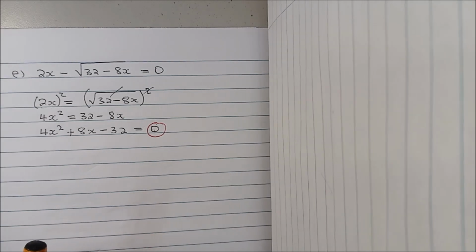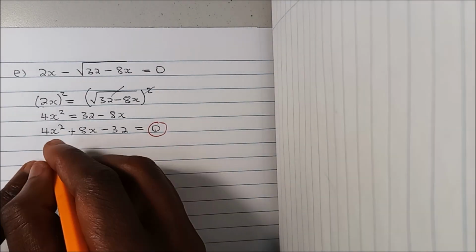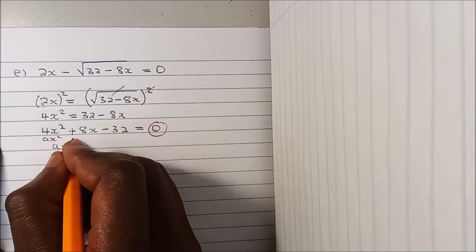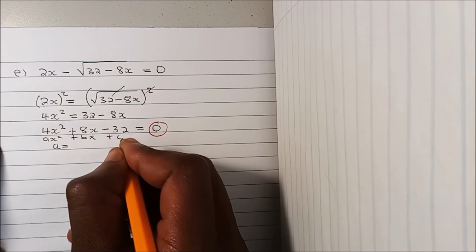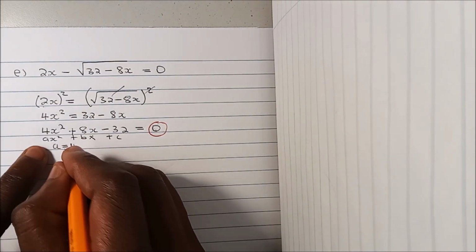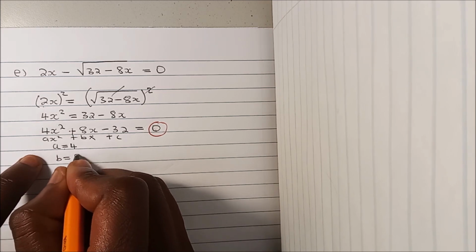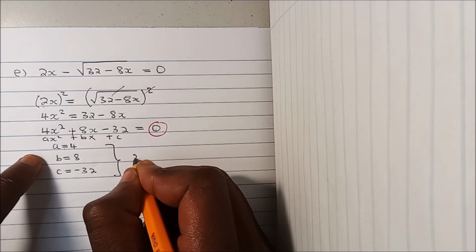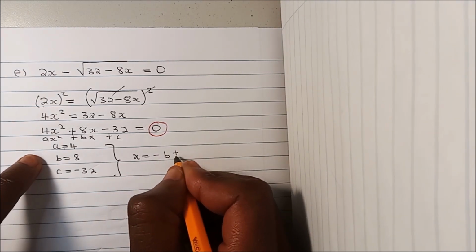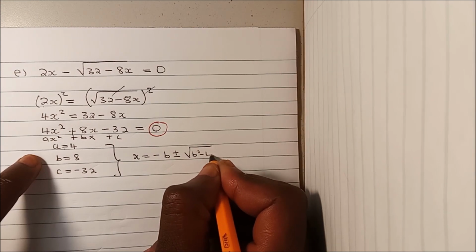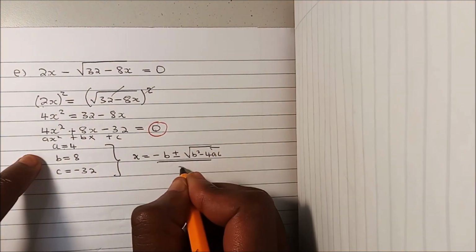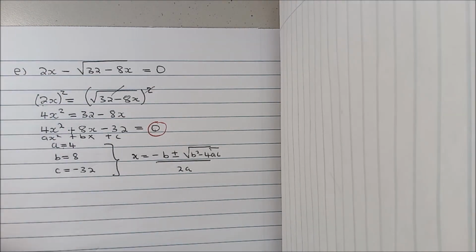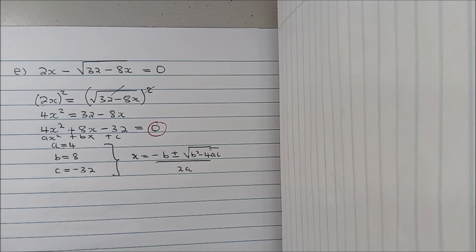So now there's something that you can do here. You can go straight to the quadratic formula. You can identify your A. This is ax squared plus bx plus c. Your A will be 4. Your B will be 8. And your C will be negative 32. And then you can use x equals minus b plus or minus the square root of b squared minus 4ac over 2a.